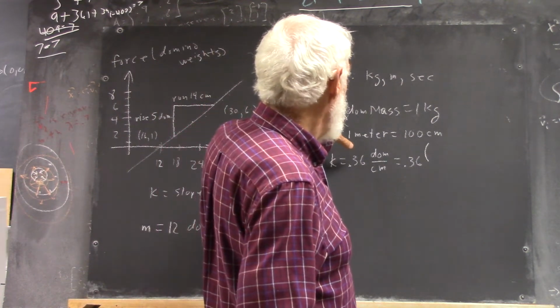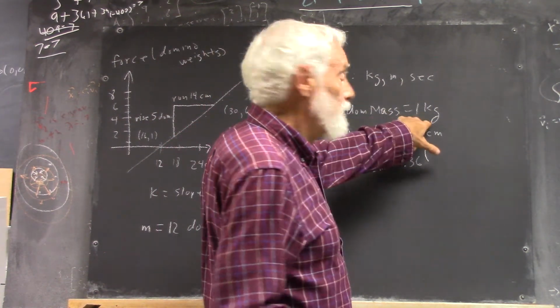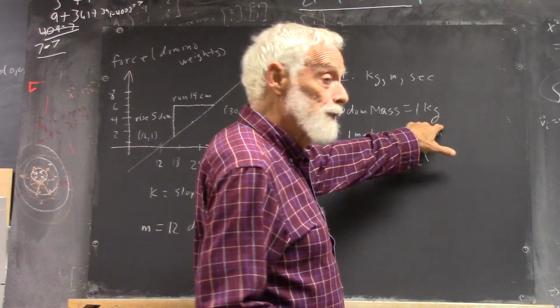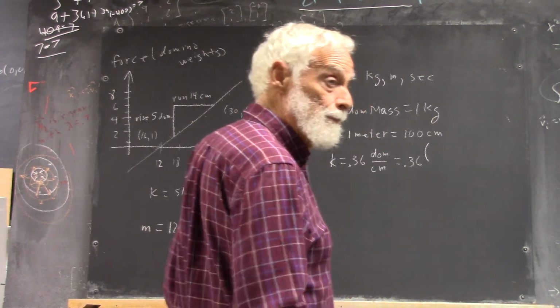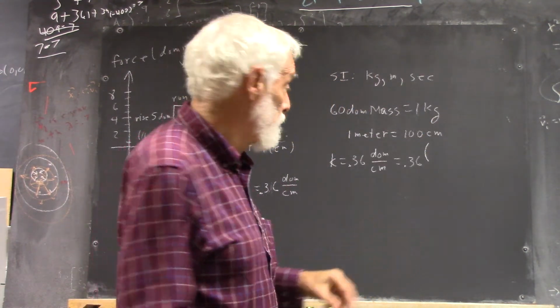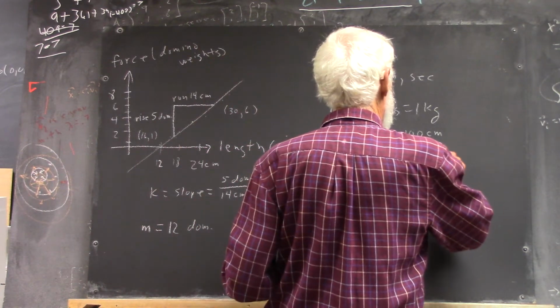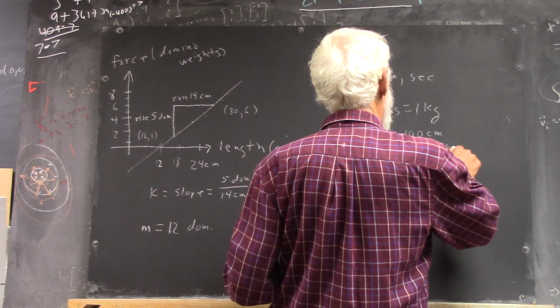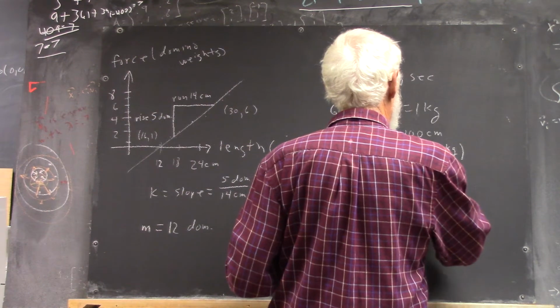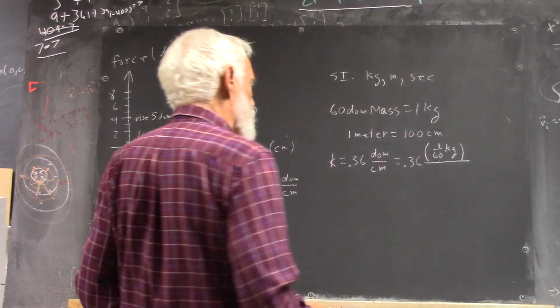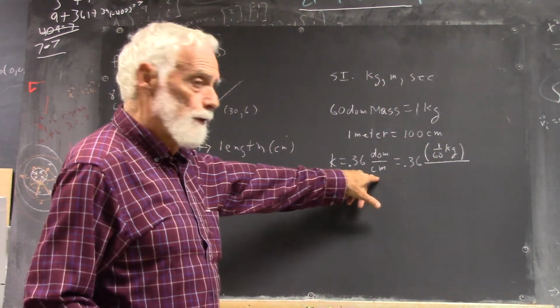You can divide both sides by 60 and you get 1 domino mass equals 1/60th of a kilogram. Do we understand that? It's very simple. So this is 1/60th of a kilogram. And what about centimeters?